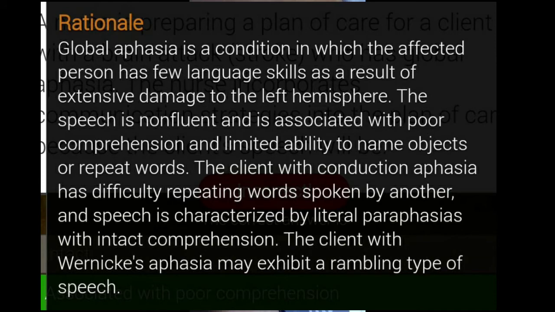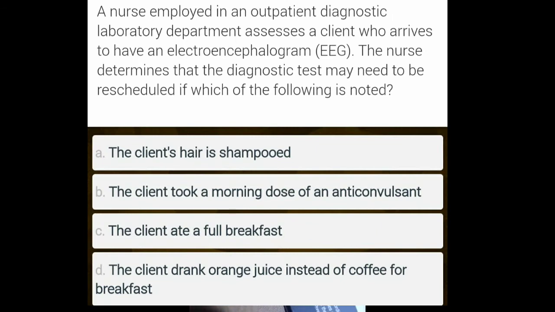Okay, next question. The nurse employed in an outpatient diagnostic laboratory department assesses a client who arrives to have an electroencephalogram. The nurse determines that the diagnostic test may need to be rescheduled if which of the conditions is noted? The patient came to the department for EEG. Before doing the diagnostic test, the technician may ask some questions to the patient. So they plan to postpone, they reschedule the test. Why? That is our question.